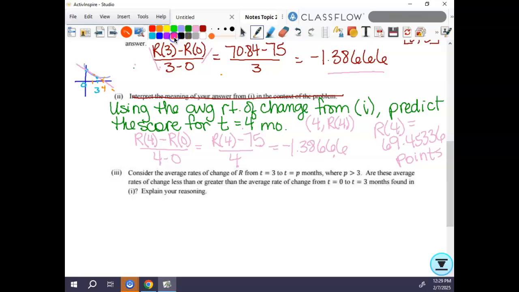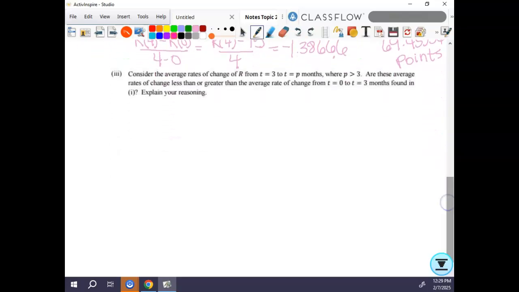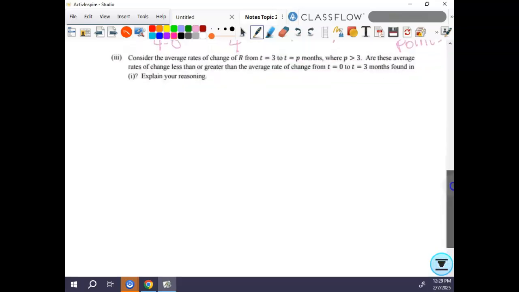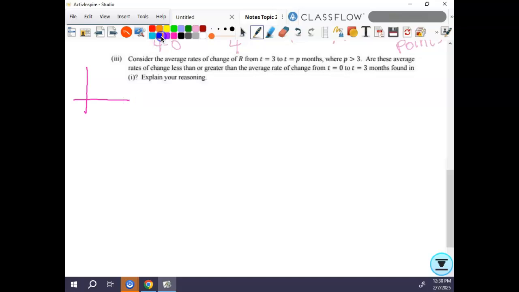All right. So now this next part says, consider the average rates of change of R from t equals 3 to t equals p months, where p is greater than 3. And I know just reading that one sentence, most of you are probably like, what? Just read the whole thing and then go back and we'll make sense of it. Are these average rates of change less than or greater than the average rates of change from 0 to 3 months? Okay, so again, I think drawing little pictures, I do this for myself too, helps to wrap my mind around this. My graph looks something like this.